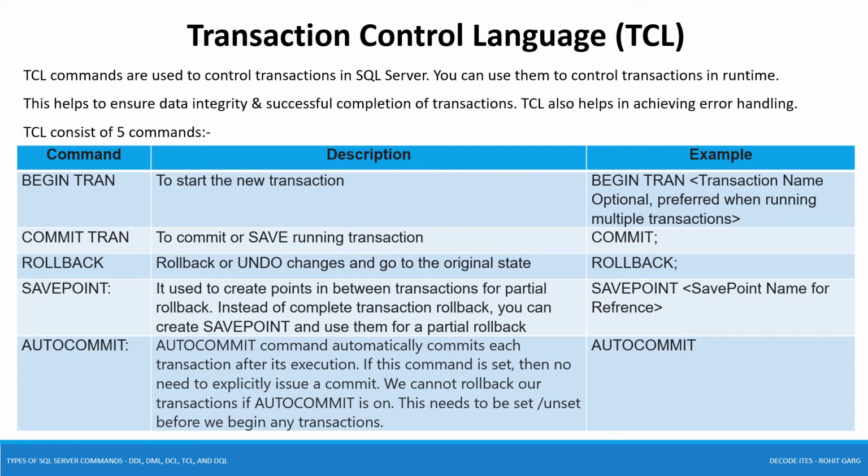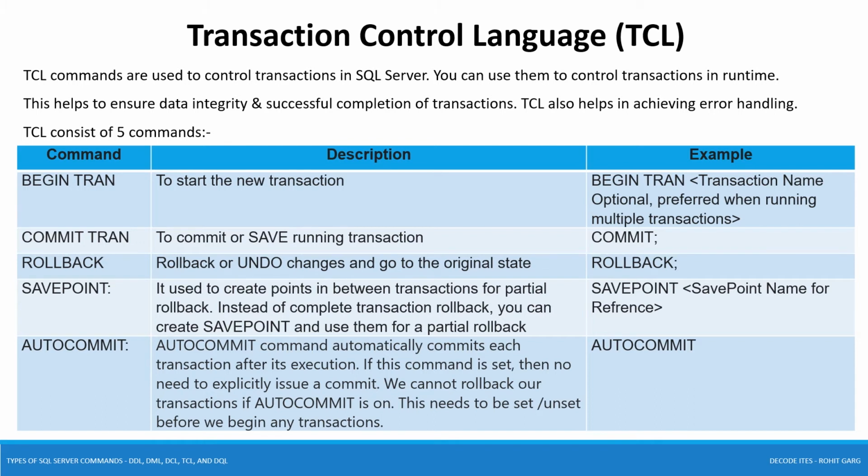First is begin tran. This is used to start a new transaction. Next is commit tran, to commit or save the running transaction. Third is rollback. Rollback is used to undo changes or go to the original state during the transaction, if as per the logic you find that it's going in a wrong way. It will bring your system into the original state before the start of the transaction. Savepoint is used to create points in between a transaction for partial rollback. Instead of a complete transaction rollback, you can create a savepoint and use it for partial rollback.